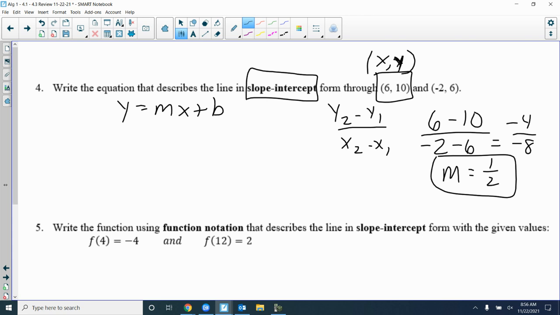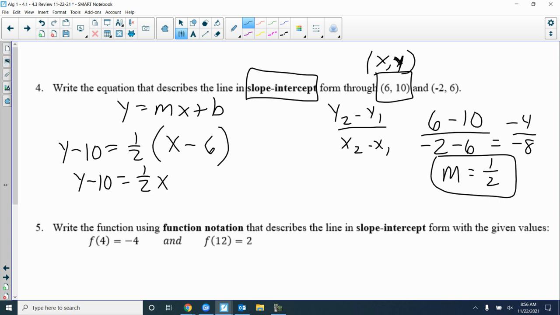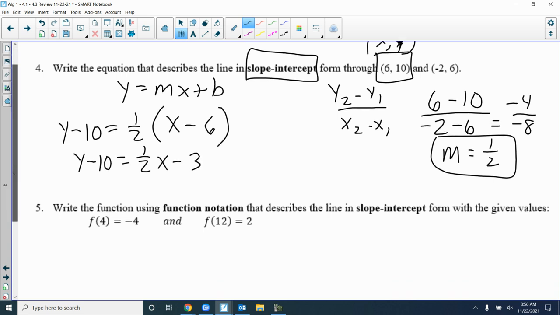Go ahead. Y minus 10. Good job. Equals 1/2. Then x. No, just x. x minus 6. Put it in. Yep, that's it. Good. Okay. Now distribute the 1/2 for me. Let's see. Mace, go ahead. 1/2 times x. Okay, I'm going to bring this down. 1/2 times x is what? 1/2 x. And what's 1/2 of -6, guys? -3. Okay, almost done. Finish it off.